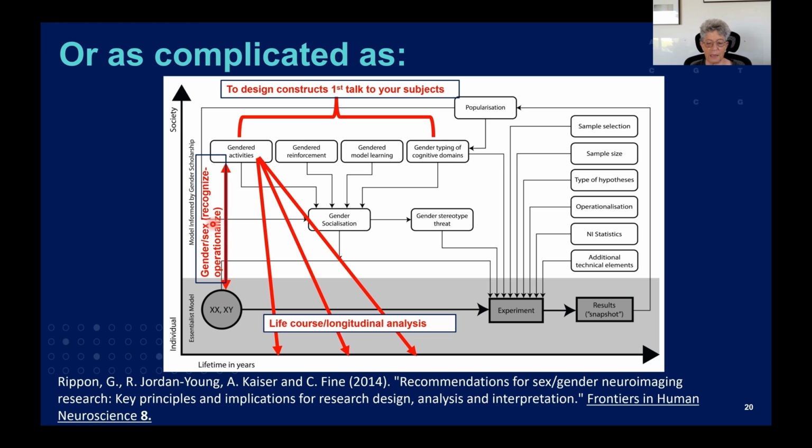And if we then add in life course or longitudinal analyses, and I could put in all the arrows here, but just for example of gendered activities, we want to look at lifetime and years or life stages. Is this childhood? Is this pregnancy? Is this postmenopausal? What's going on with all of these activities across the life course?